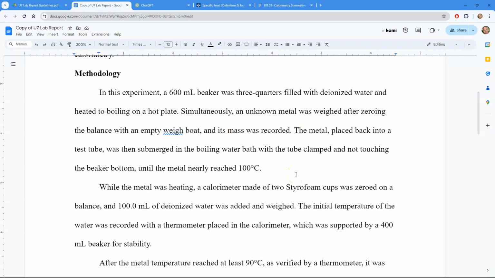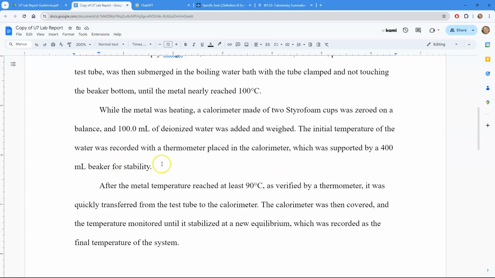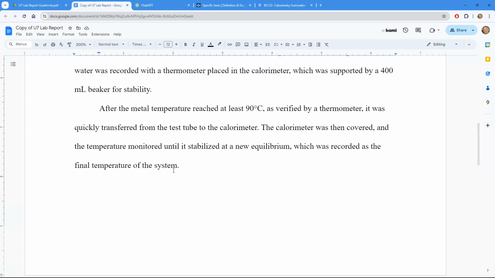The metal placed back into a test tube was then submerged in the boiling water bath with the tube clamped and not touching the beaker bottom until the metal nearly reached 100 degrees. So far, so good. Okay, we don't have any extra fluffy sentences. While the metal was heating, a calorimeter made of 2 styrofoam cups was zeroed on a balance, and 100 milliliters of deionized water was added and weighed. The initial temperature of the water was recorded with a thermometer placed in the calorimeter, which was supported by a 400 milliliter beaker for stability. Okay, so again, so far so good.